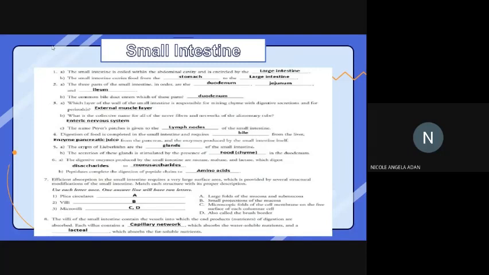For number 2, villi. Our answer is letter B. And for number 3, microvilli. Our answer is letter C.